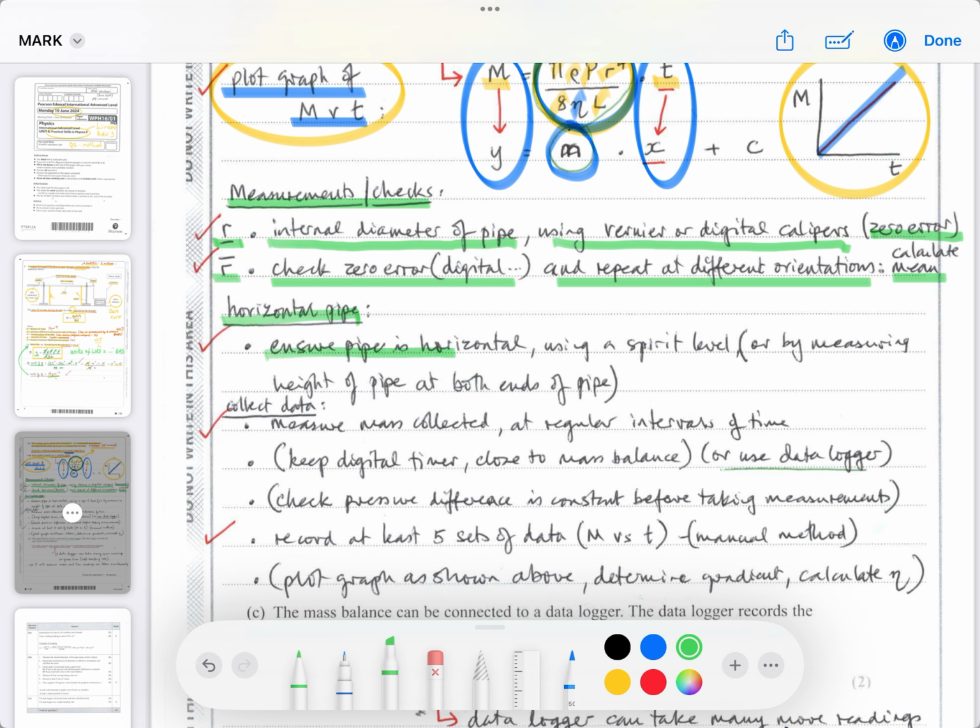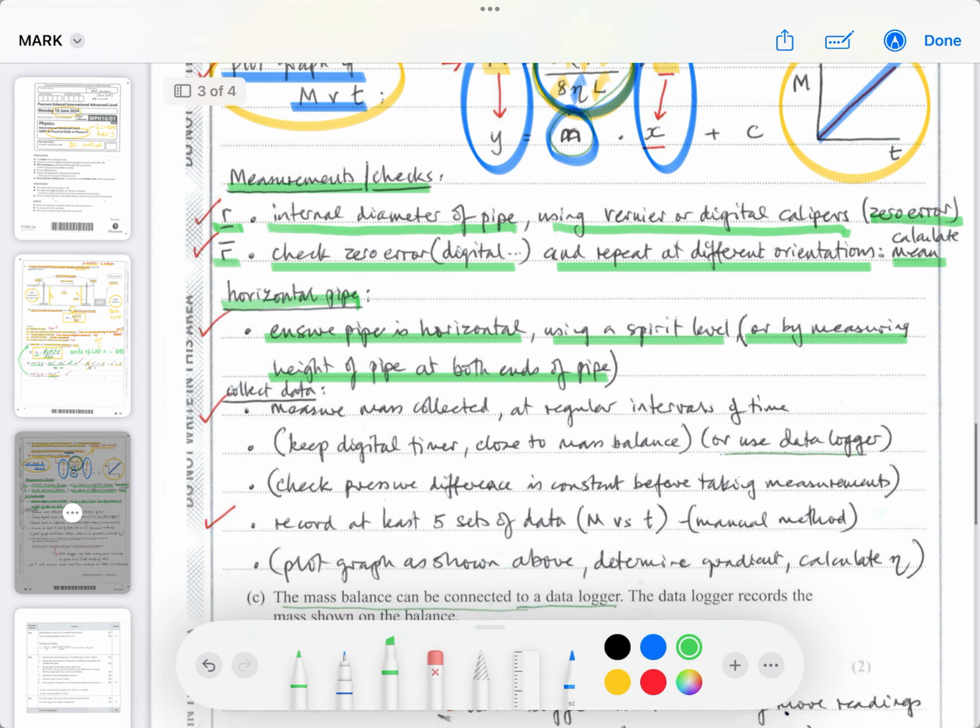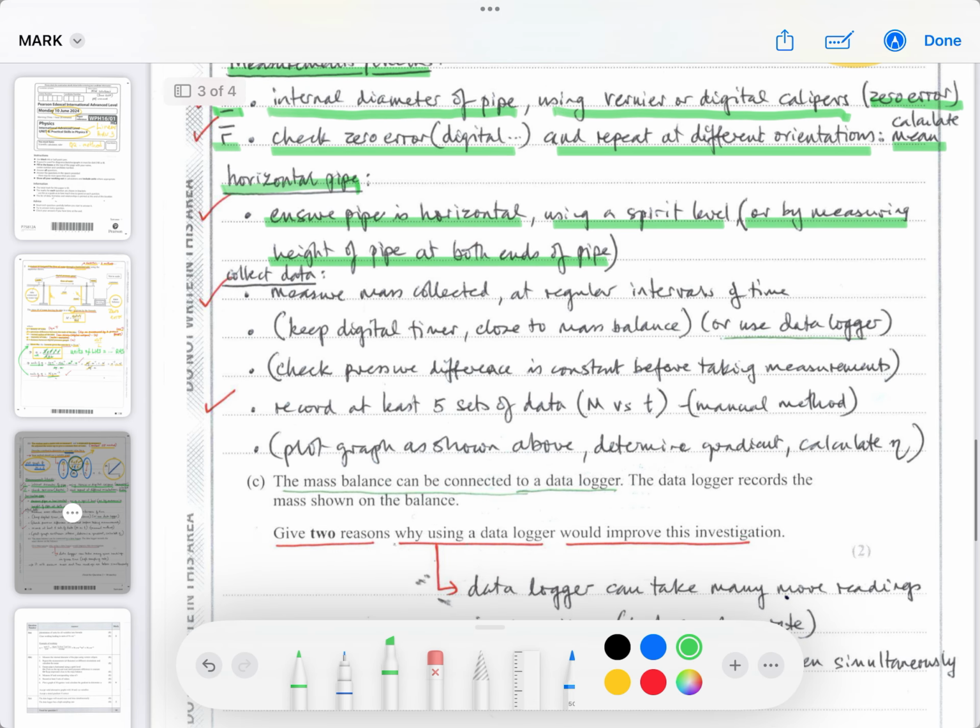So to ensure the pipe is horizontal, you want to use a spirit level, or if you don't have a spirit level, you can measure the height of the pipe at both ends is equal. If it's equal and the bench is level, then you know that the pipe is horizontal. You then need to collect your data.